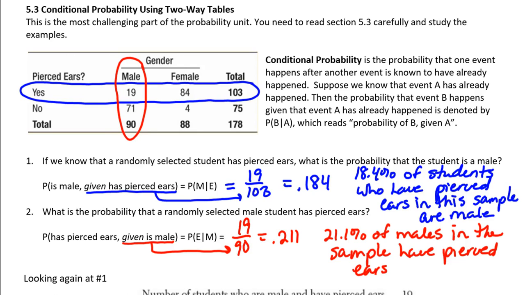Section 5.3 is the most challenging part of the probability unit, so I suggest that you read and study the examples carefully in Section 5.3.